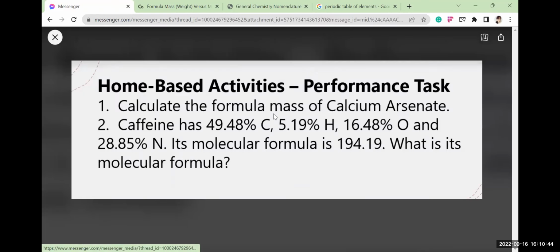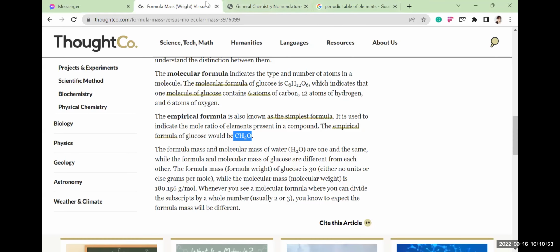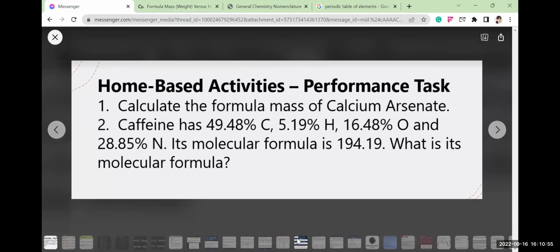Okay, so caffeine has this. Kailangan ko ng malaking papel. Sige. Sige. Sulat ako dito.